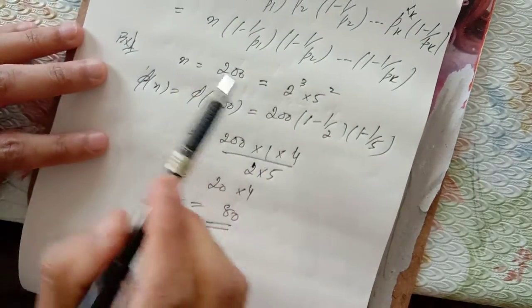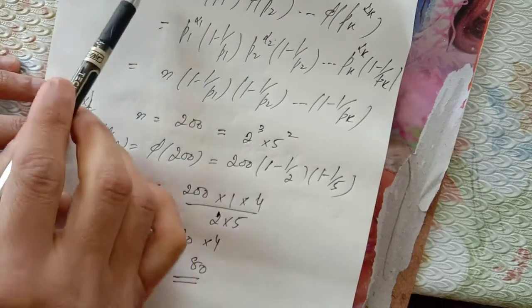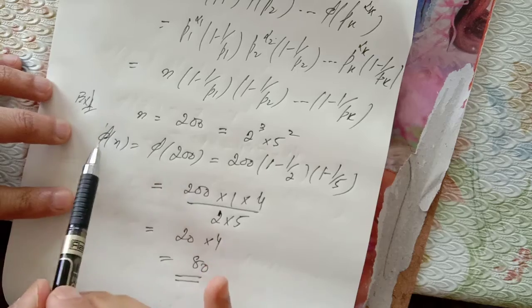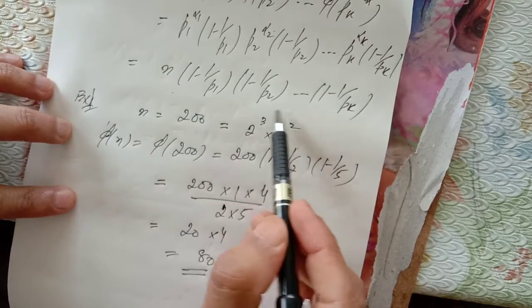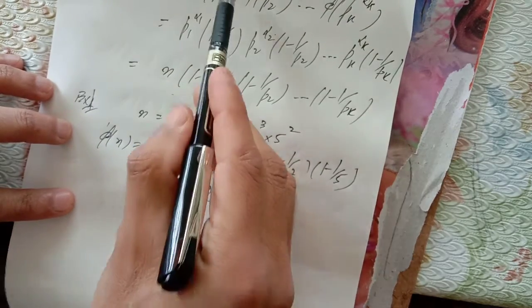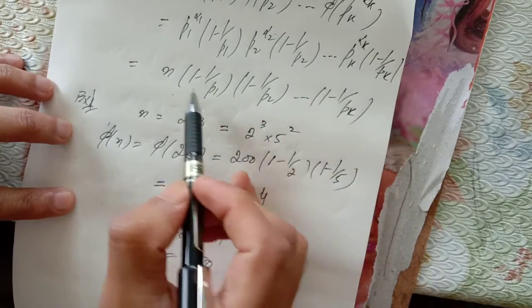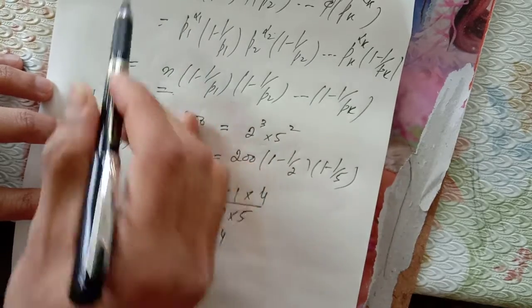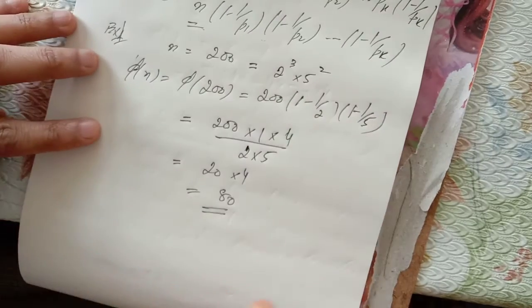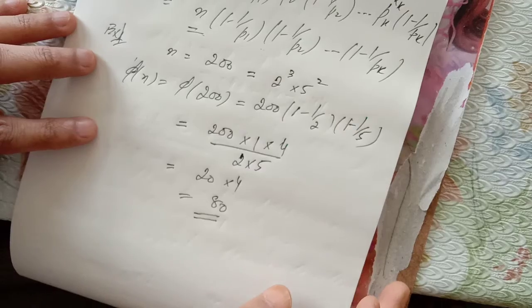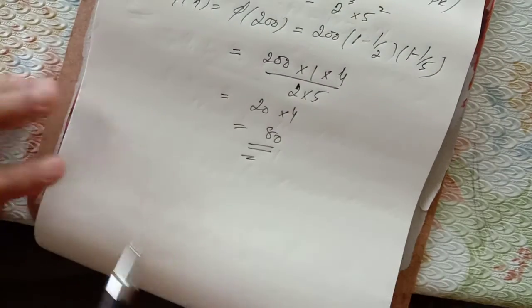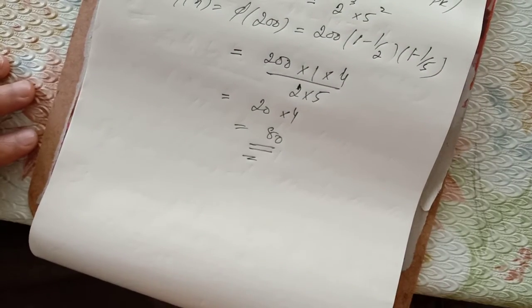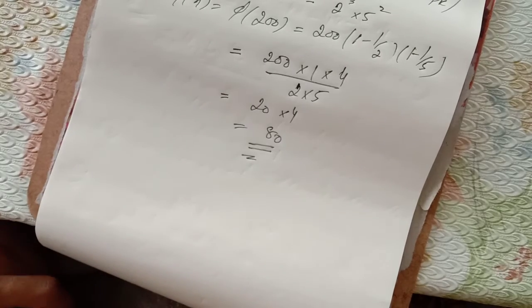Therefore, whenever we know the canonical factorization of n, we can find the value of phi of n. In fact, you can see here, we do not even need to know the powers of the p's. We just need to know all the prime factors of n. Then we can calculate the value of phi for any value of n. So in the next lecture, we will discuss some more properties of this phi function. Thank you.